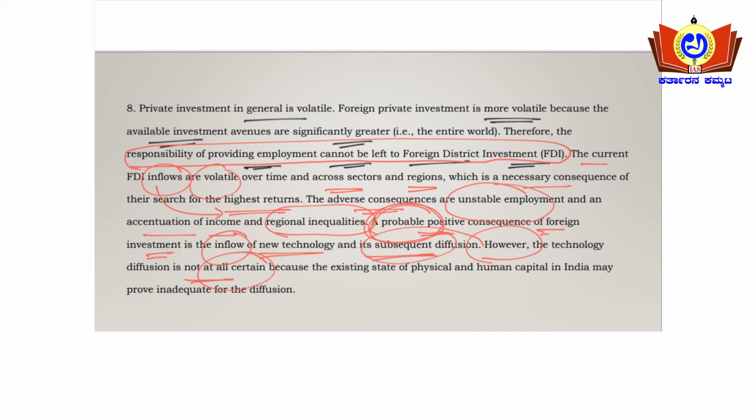However, the technology diffusion is not at all certain because the existing state of physical and human capital in India may prove inadequate for the diffusion. If the technology tries to diffuse, the existing infrastructure and human capital are inadequate for the diffusion. This is what the passage is saying, okay. Now we shall see the question that has been asked.